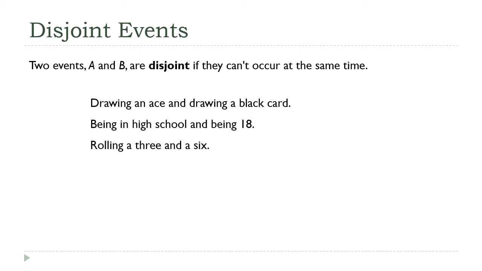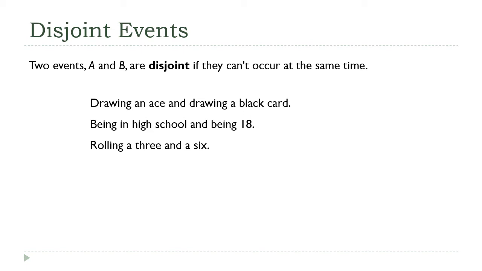All right, being in high school and being 18, is it possible for a person to be both in high school and to be 18 years old? Well, yeah, a lot of people are, right? Most graduating seniors are 18, right? So these events can occur at the same time, so they are not disjoint.